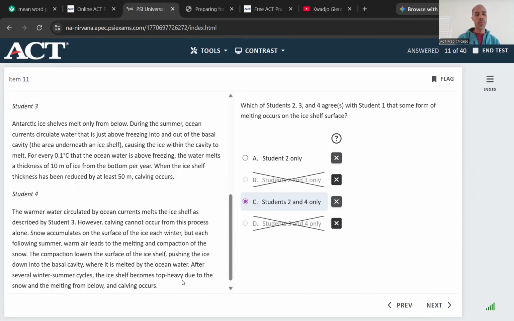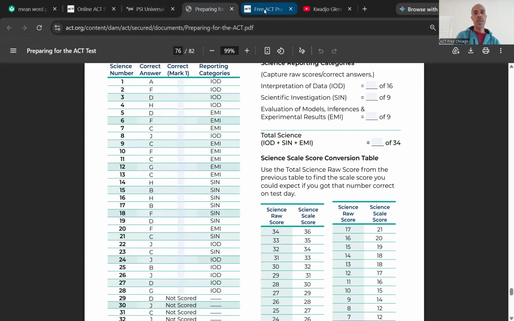Ice shelf becomes top heavy. It's not that the ice isn't melting, no, it was the snow that's melting that pushes it down. This says that some form of melting occurs on the ice shelf surface. Yes. Four is not the ice, and two is the ice, four is the snow melting, but that's still some form of melting. Let's just check 11. Yes, let's see.